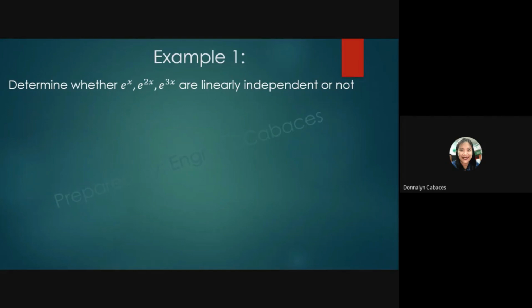Okay, so let us have here example number 1. Determine whether e to the x, e to the 2x, e to the 3x are linearly independent or not. So again, we can find the linear independence of the functions by evaluating the Wronskian determinant W.